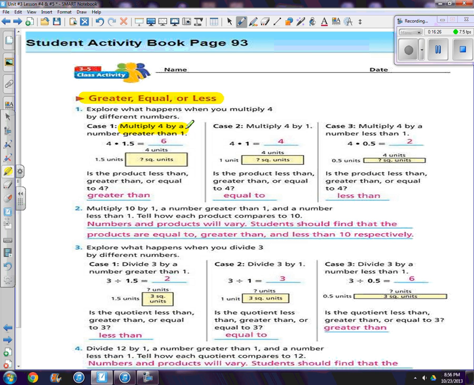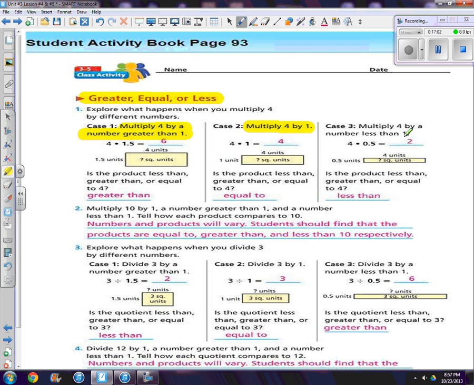Case number 1. Multiply 4 by a number greater than 1. 4 times 1.5 would be 6. Okay? You have 1.5 units, 4 units. 4 times 1.5 is 6 units. Case number 2, if you multiply 4 by 1, and 4 times 1 is 4. 4 units, 1 unit. In the box you have question mark square units. Oh, I'm sorry, I skipped this part. Is the product less than or greater than or equal to 4? It would be greater because 6 is the product. Equal to because 4 is the product.